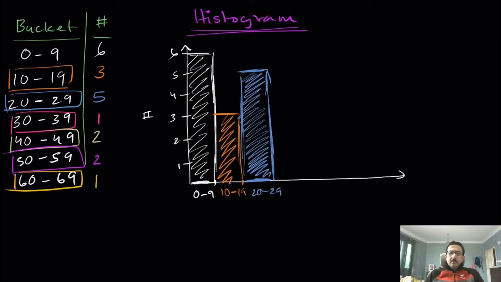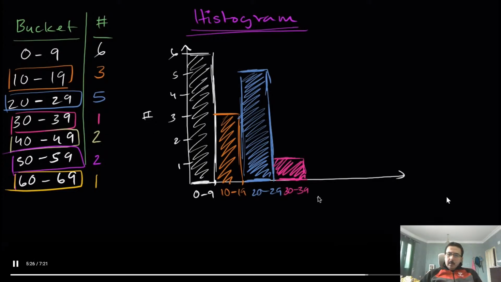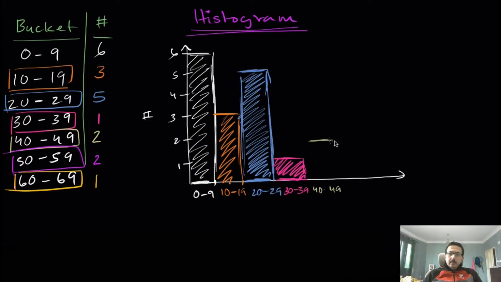All right, then 30 to 39, I'll try to write smaller. 30 to 39, that's going to be this bar right over here. We have 1 person. And then we have 40 to 49. We have 2 people. So it looks like this. 40 to 49, 2 people.